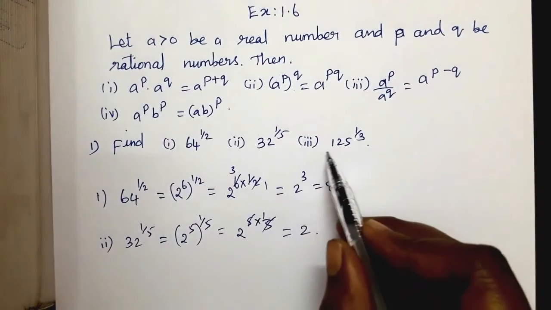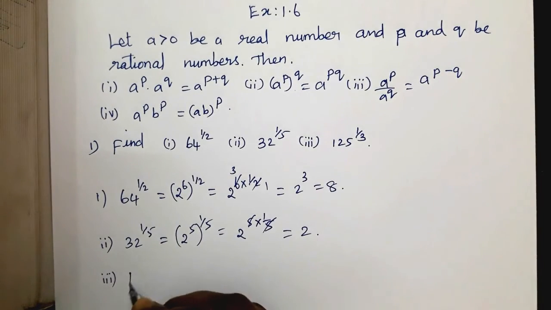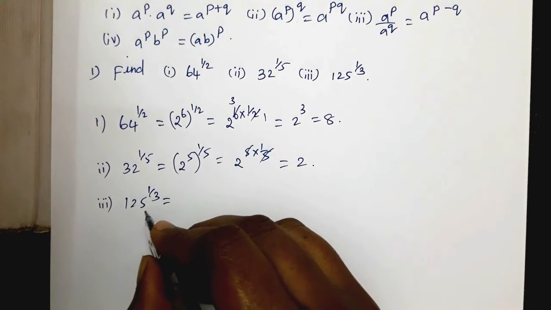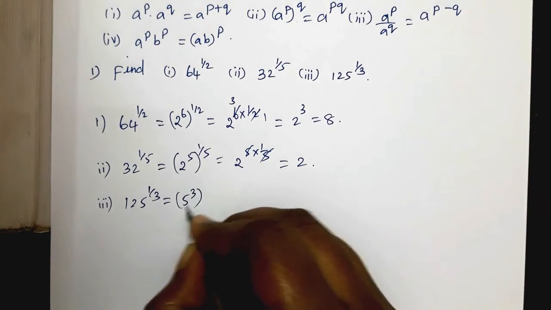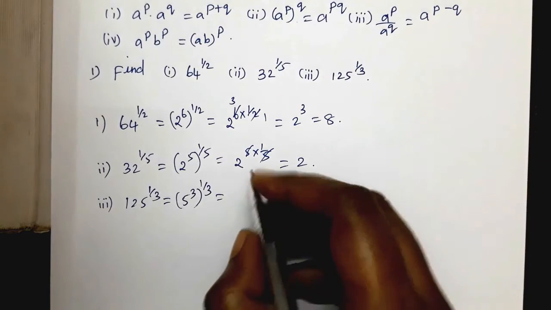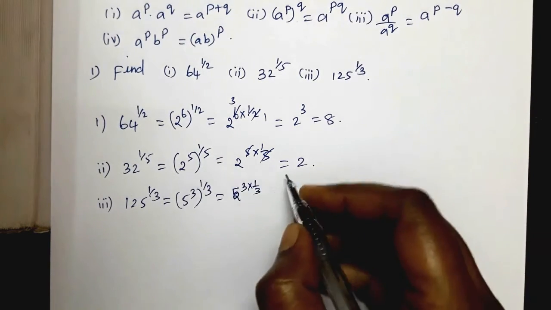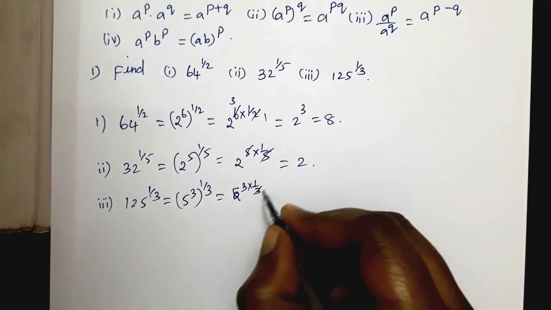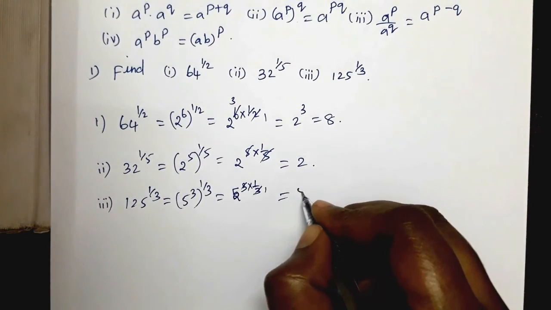Now move on to the next one. 125 raised to the power 1 by 3. Third one, 125 raised to the power 1 by 3. Now 125 raised to the power 1 by 3 can be written as 5 power 3 the whole power 1 by 3. It is in the form of a power p the whole power q. So 5 power 3 into 1 by 3. Do the cancellation here. 1 3s are 3, 1 3s are 3. So remaining we will get 5.